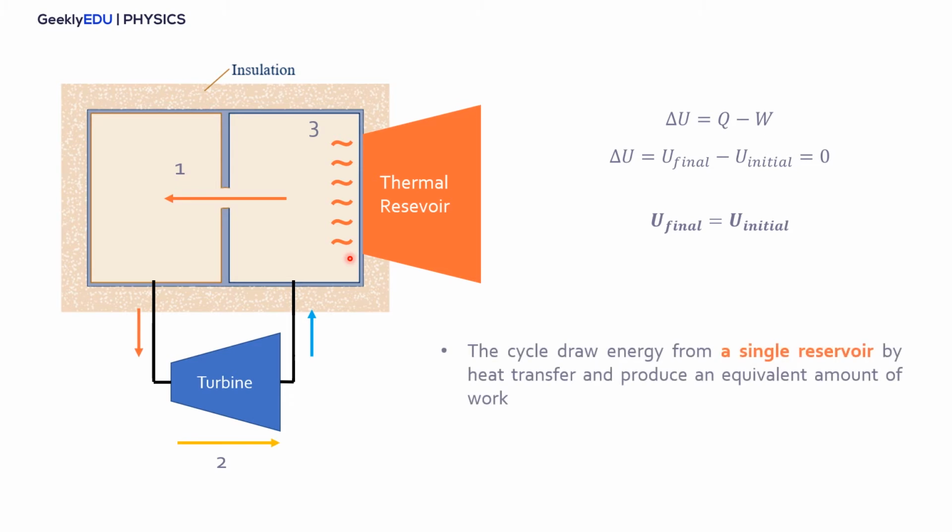The first one is that the cycle draws energy from a single reservoir by heat transfer and produces an equivalent amount of work. And this, if you remember the statements for the second law of thermodynamics, we cannot have this cycle producing energy with just one thermal reservoir, all right?